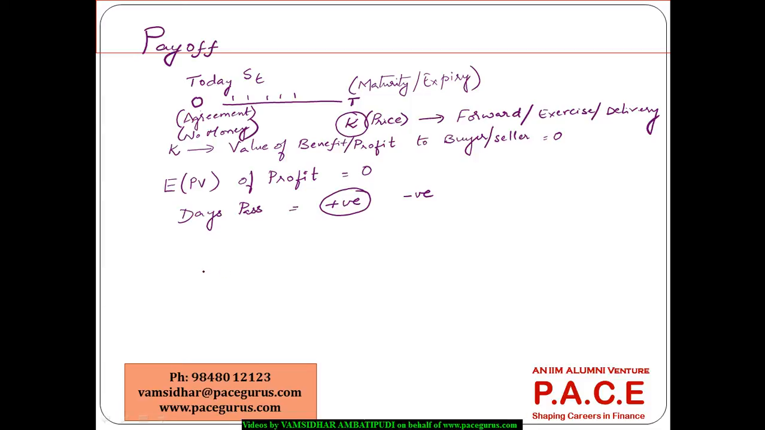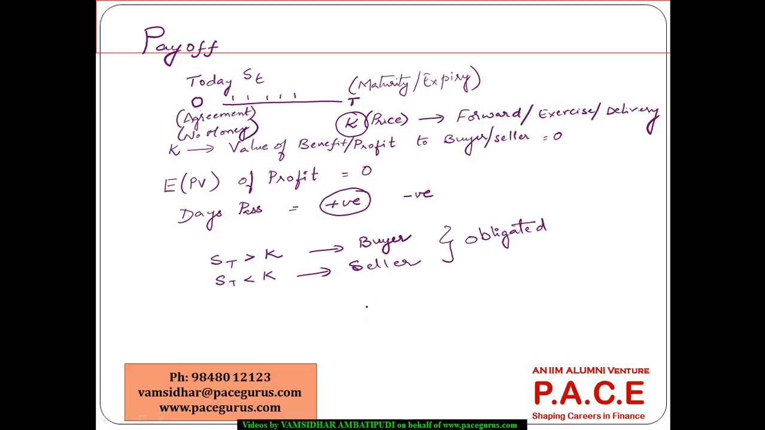Whenever we see that the market price of the security is greater than the delivery price, the buyer is gaining, and when the market price of the security is less than the forward price, it is the seller who is gaining from this contract. And of course, both of them are obligated in case of a forward. Both of them have to get into the contract mandatorily, and they have to adhere to the contract.